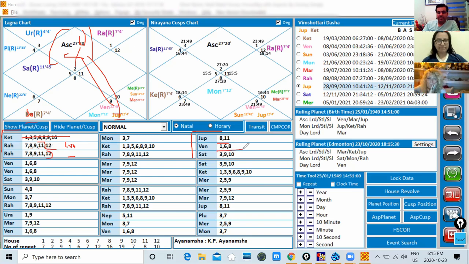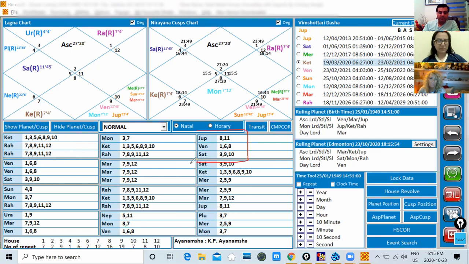You see 1, 6, 8 in the nakshatra of Jupiter. So during the Jupiter period, it's easy to tell that from 2013 to 2029 this person will actually go to hospital and have physical pain. But there's no 12. Ketu is joining 12.